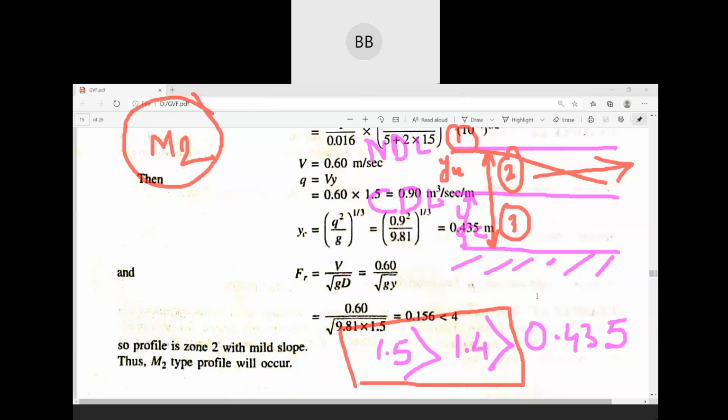Okay, so we are going to end this class and again you join. We will start with the next chapter, that is hydraulic jump, or you can say rapidly varied flow.